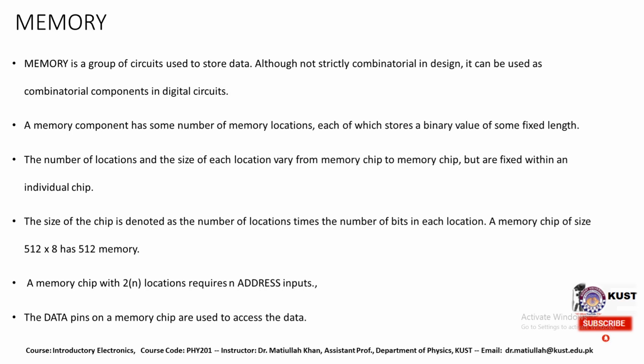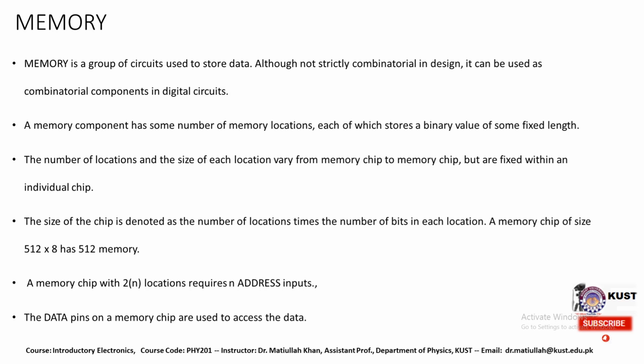A memory component has some number of memory locations, and each of which stores a binary value, working on the binary number system, and that has a particular fixed length. The number of locations and size of each location vary from chip to chip, that is called a memory chip, but are fixed within an individual chip.